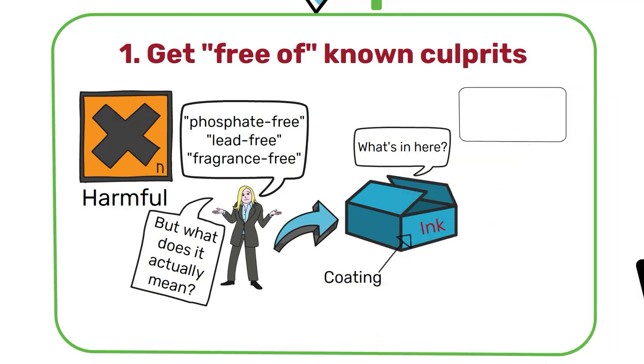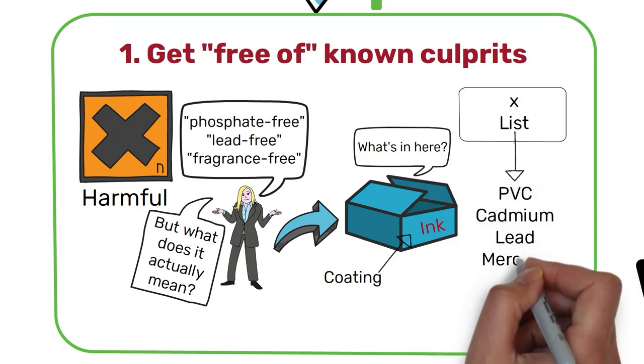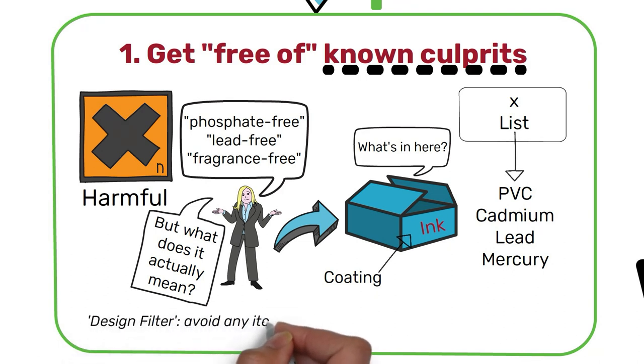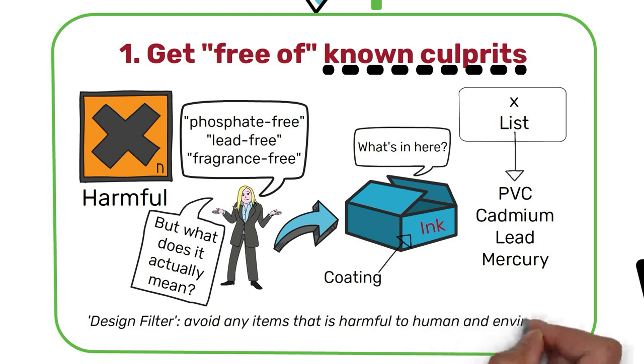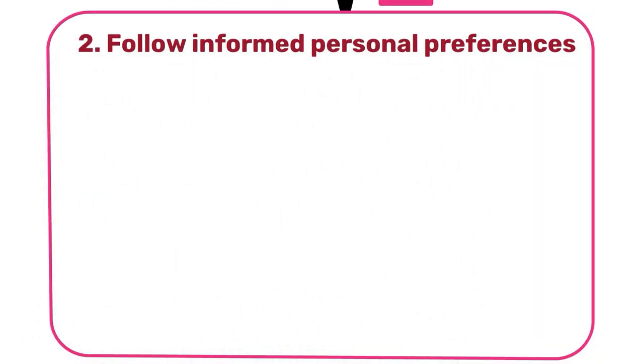Some substances belong to what we call the X list, and they include materials such as PVC, cadmium, lead, and mercury. More information about this list comes at step 3. For now, talking about known culprits, the decision to create products that are free of harmful substances is the fundamental part of what we call a design filter, which is fairly crude, equivalent to the decision not to include any items that might be harmful to human and environment. Step 2. Follow informed personal preferences.